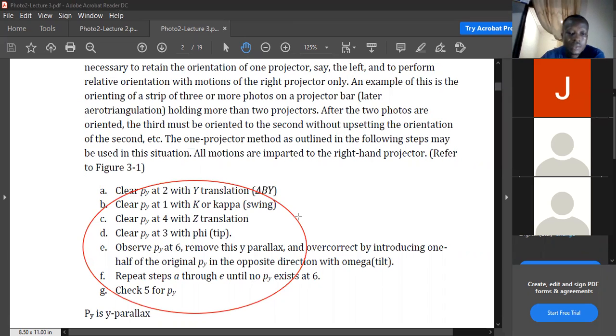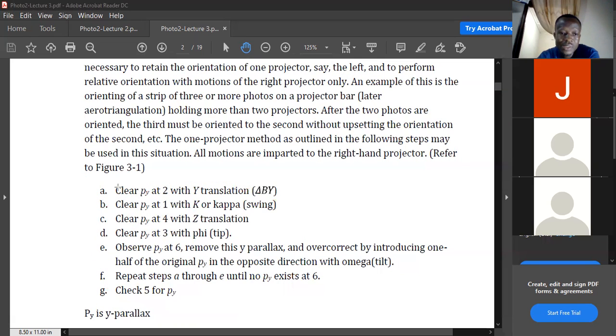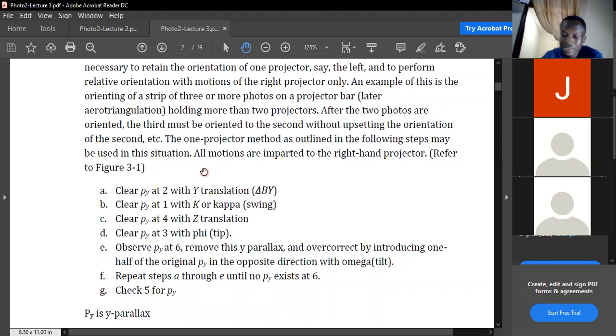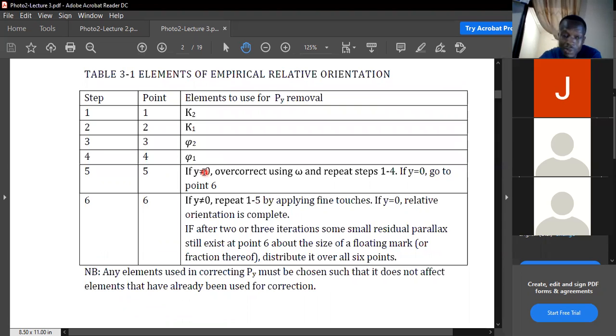So what we are looking at here is a so-called one projector relative orientation. That means that it's only one projector that is moved. Now we're going to talk about the two projector relative orientation. The steps for that are what you're looking at right now.